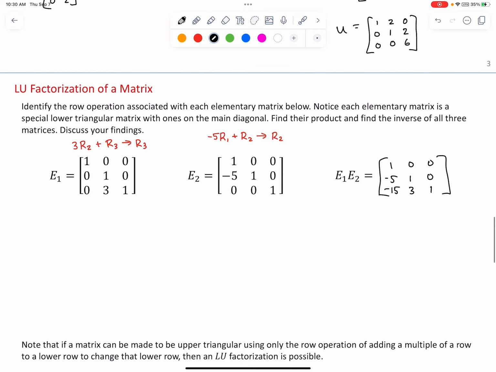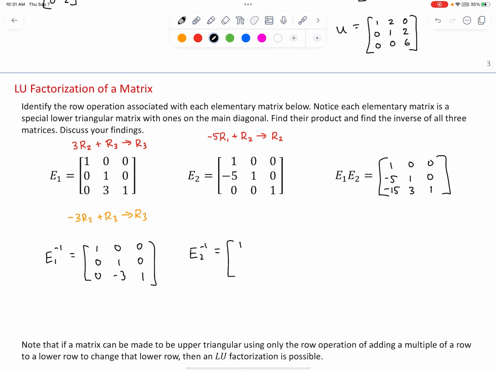Now let's find the inverse of all of these matrices. Well, for E1 and E2, we can use what we know about how to reverse a row operation to determine the inverse. So if you were to do the reverse row operation, which would be negative 3 times row 2 added to row 3 to create a new row 3, but do that row operation to the identity matrix, you are going to get the following inverse matrix. It's going to be basically the same as E1, except it's going to have a negative 3 in that position instead of a positive 3. And this is the inverse matrix. Similarly, the inverse matrix of E2 will be just like E2, but it is going to have a positive 5 in the 2, 1 position.